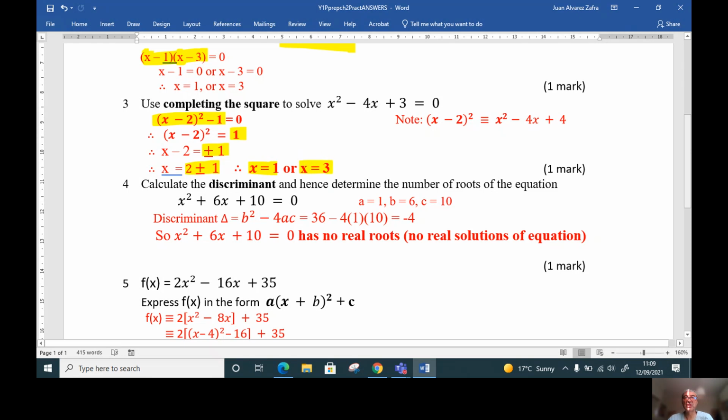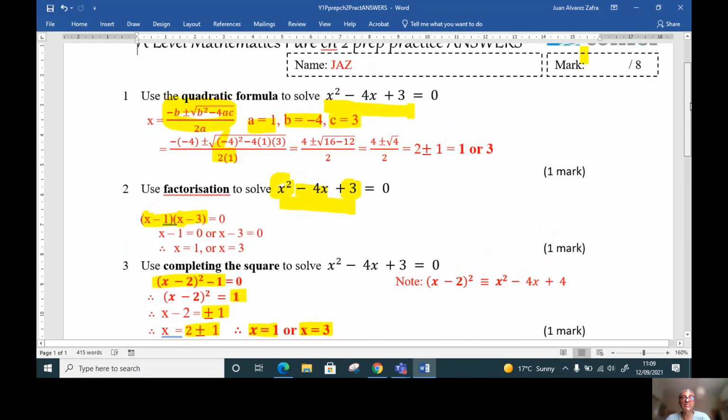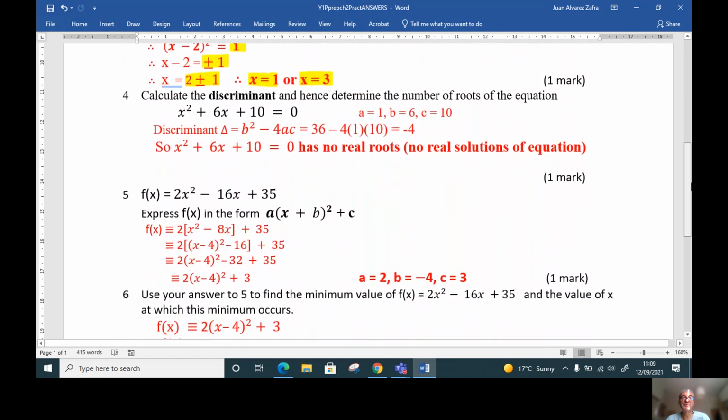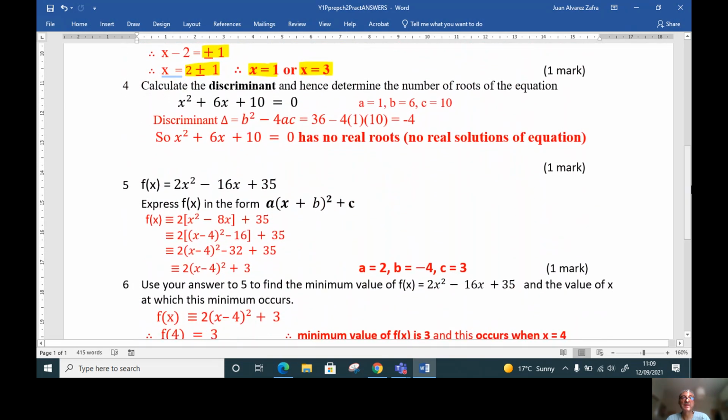So all three methods give us the same solutions, of course. But we should really know how to use the formula, we should know how to use factorization, and we should know how to complete the square.